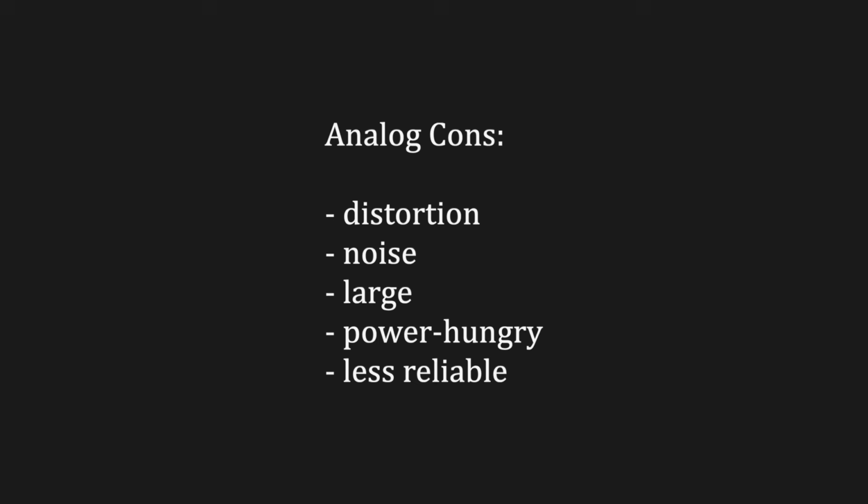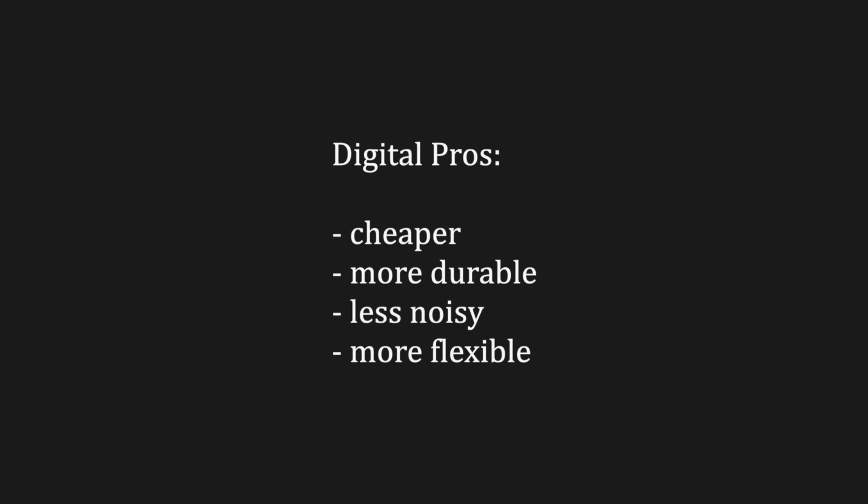In an analog chain, from recording to playback, the signal is continuous and passes through many circuits that each add distortion and noise, causing signal degradation. Analog devices are also large, power-hungry, and less reliable. In digital audio, the analog sound is converted into binary data, processed and stored digitally, and only turned back into analog at playback. This avoids most analog distortions. Digital systems are cheaper, more durable, less noisy, and more flexible, allowing software algorithms to process sound with great accuracy.